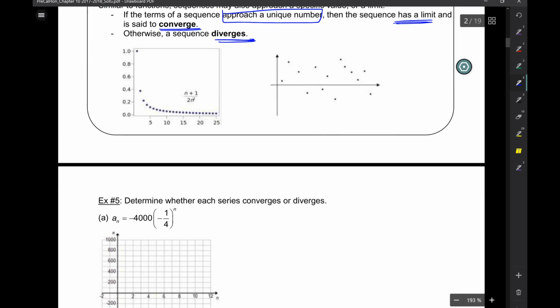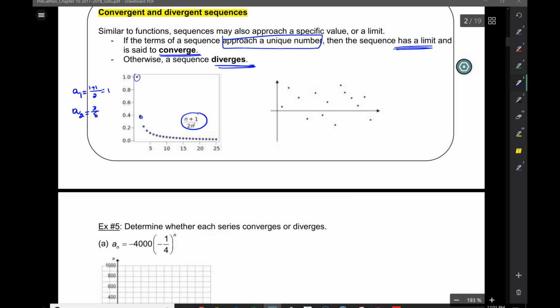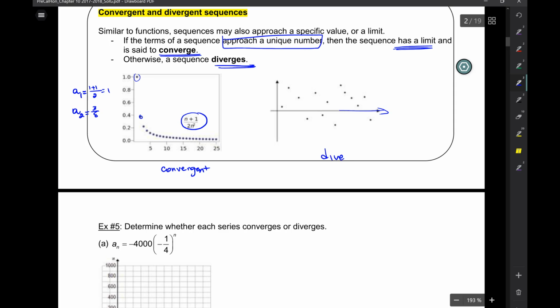So take a look at this one here. This is the formula for each n. A sub 1 would be 1 plus 1 over 2, which is 1. A sub 2 would be 3 over 8. As you keep putting in your values, a sub 20 is here, a sub 25 is here. You can clearly see that a sub 100, a sub 5,000, these numbers are going to approach 0. So that's an example that converges, and we say it's convergent. So the noun and the verb. This one, does it look like as n approaches infinity, these numbers are reaching a specific value? No, so this is divergent.